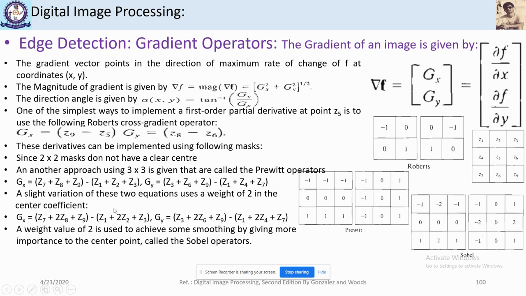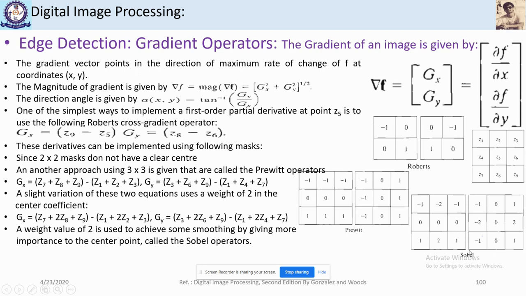So a slight variation of these two equations uses a weight of 2 in the center coefficient. So what is done in Sobel operator? More weight is given to the center coefficient. Why? Because the response of this operator will be assigned to the pixel associated with this center pixel. So it is good to have more weight to the center pixels. So this Sobel operator is the modified variation of Prewitt's operator.